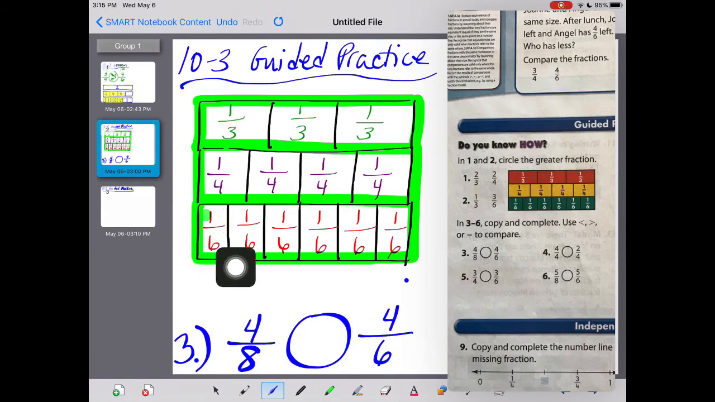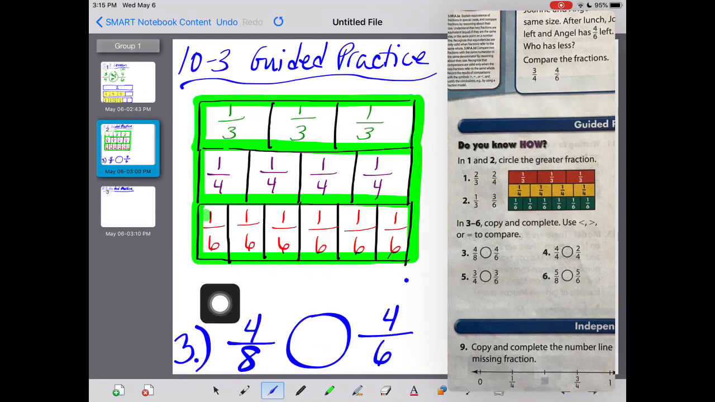Then we went to 6ths. Now you had to squeeze 6 pieces into the same size pizza. It got smaller. So what do you think is going to happen to the 8ths? You're going to have to squeeze 8 pieces now into the same size. So those pieces are going to get even smaller.